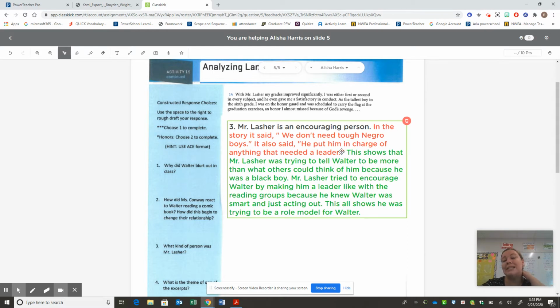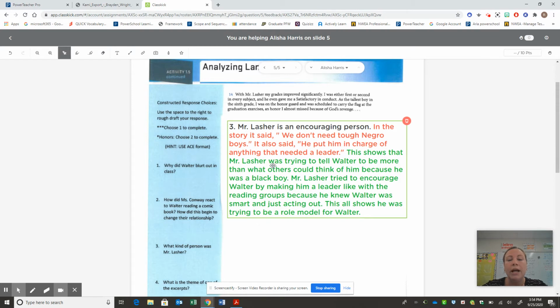Then I'm going to go ahead and explain this. So what I'm doing is I'm looking at the answer I chose, the encouraging person, and I'm going to use the first piece of text evidence, "We don't need tough Negro boys." Those 2 things, how are they connected? I put that in my own words. So in my head, I'm thinking, well, I think Mr. Lasher said this because there's a type of stereotype about young Black men, especially during this time period. So I think Mr. Lasher was trying to encourage him to be better than what maybe some people thought because of his race. So I put that in my own words.